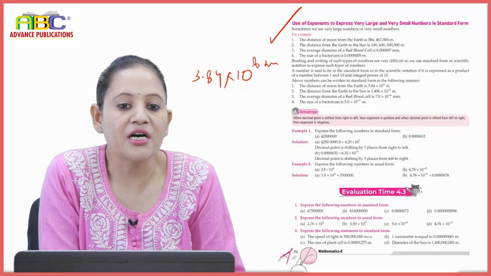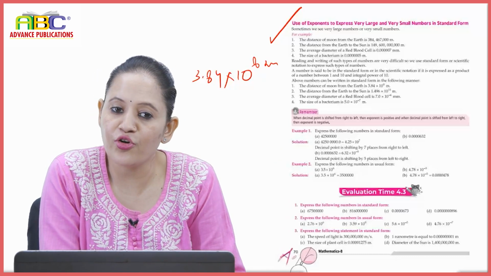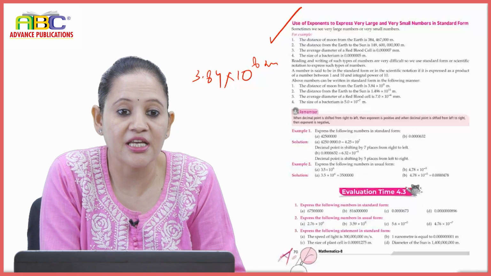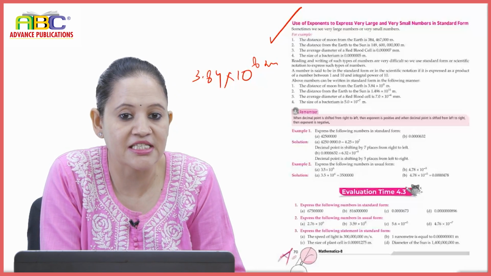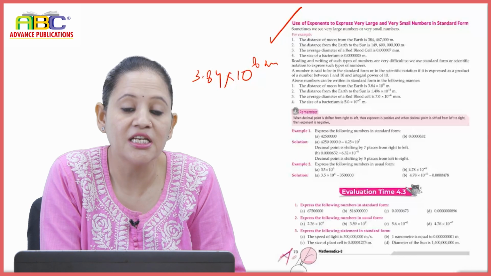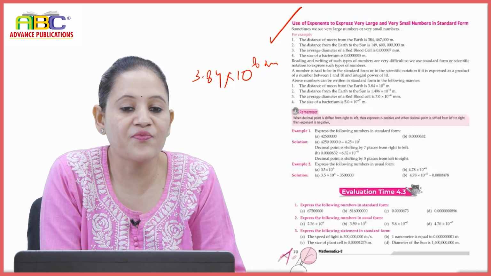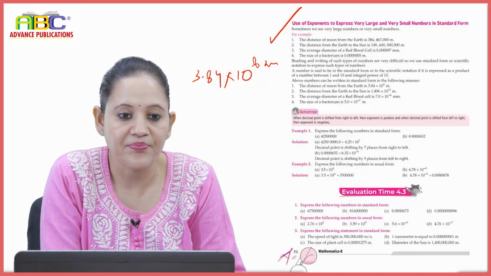The distance from the earth to sun will be written as 1.496 into 10¹¹ meter. The average diameter of the red blood cells is 7 into 10⁻⁶ millimeter. The size of the bacterium is 5 into 10⁻⁷ meter.